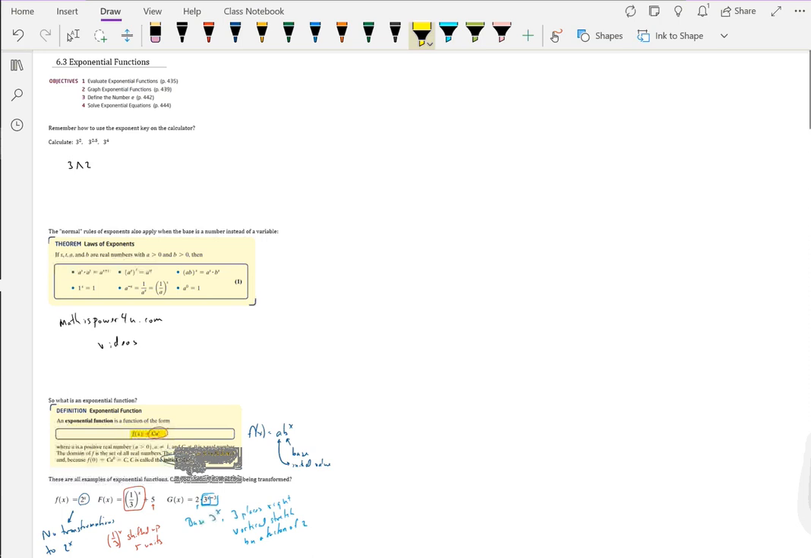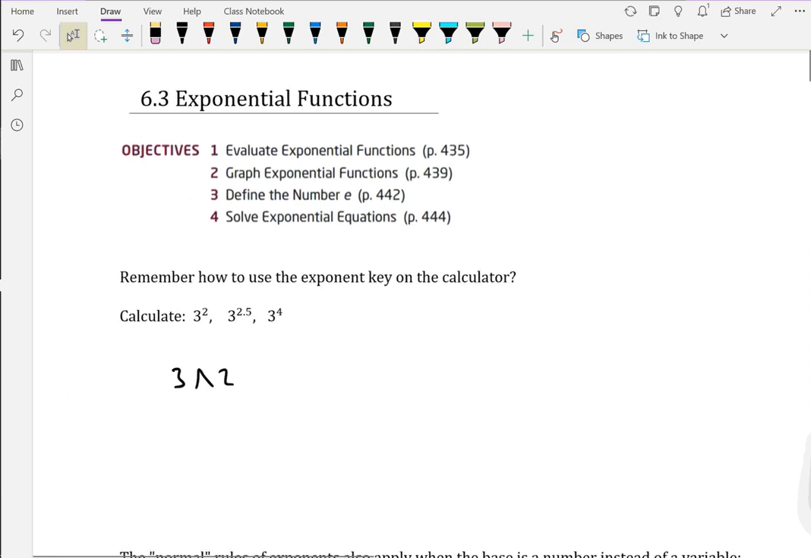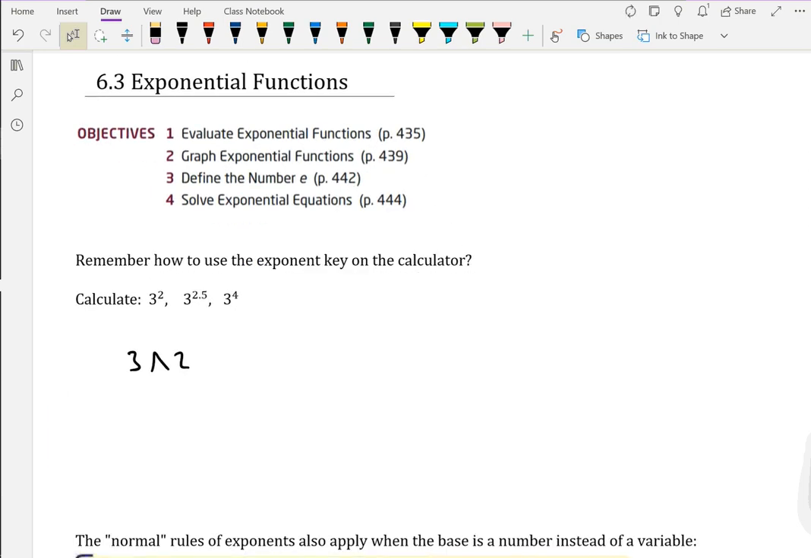We have now concluded Chapter 6, Section 3 on exponential functions. We've identified what the exponential functions look like. We've graphed them. We've defined at the end the number e, and we've also very quickly solved exponential equations.